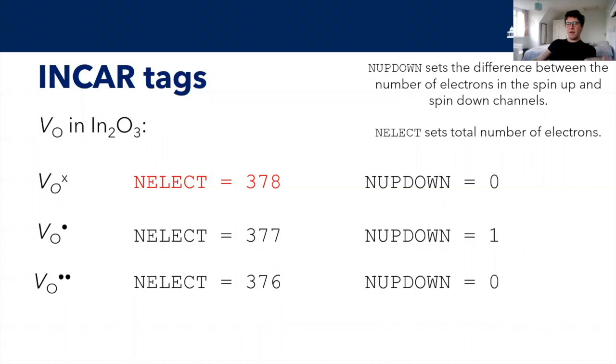You can then apply this logic to any defect, adding electrons if it's a p-type defect, removing them if it's an n-type defect. Now, clearly, the fact that this is automated in doped is a massive time saver and can prevent a lot of errors when setting these charge states.